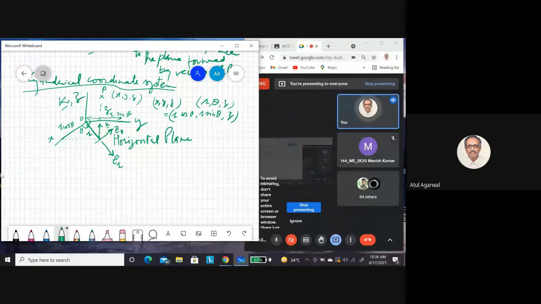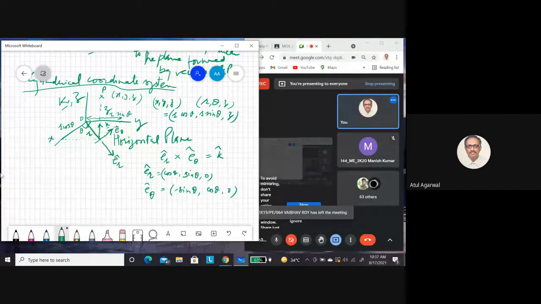And you will find that ER cross E theta is K. This is what I had told just before this diagram I made. Nothing different. Again, you see ER and E theta depend on theta. I told you ER is nothing but cos theta, sine theta, 0. E theta is cos 90 plus theta, that becomes minus sine theta, sine 90 plus theta, again cos theta. So these are my ER, E theta unit vectors. You see they depend on theta. Your K vector is independent. It is along the z-axis. So these are your cylindrical coordinate system.